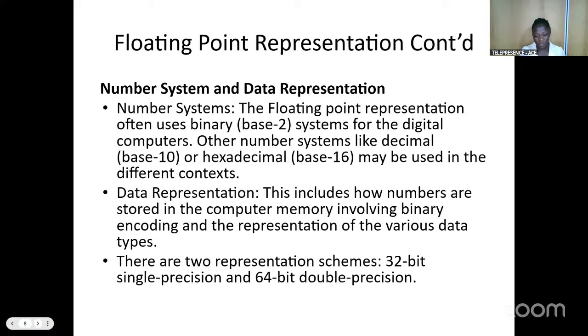And data representation includes how numbers are stored in computer memory, including binary encoding and the representation of various data types. That is, when you say you are representing data, it brings about how numbers are being stored in computer memory, which all boils down to binary encoding and the representation of various data types. There are two representation schemes that we can have in this regard: the single 32-bit precision and the 64-bit double precision.